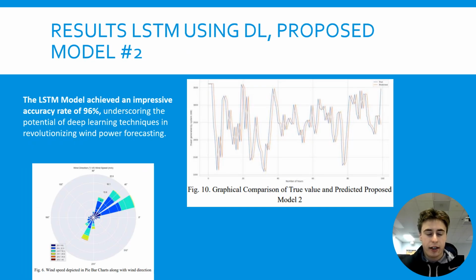So now we go into the second results section. On the left-hand side, you could see the wind speed shown by pie charts, along with the wind direction. This is more supplemental. On the right-hand side, you could see the graphical comparison of the true value and the predicted proposed model. I'm sorry it's a little bit grainy, but the true is the blue and the red is the proposed. So you could see how it very clearly mirrors this, which is very nice.